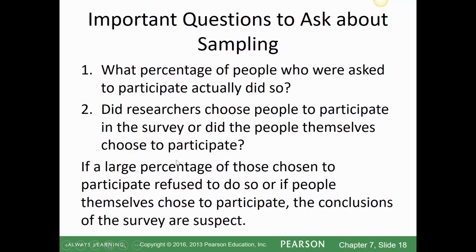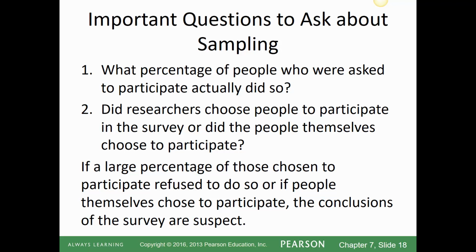So important questions to ask is what percentage of people who were asked to participate actually did so, right? So we want this to be a high number, right? So if we ask 100 people, we hope that 100 people respond, or very high. If we have a large number of people who do not respond, that's going to have more room for bias.